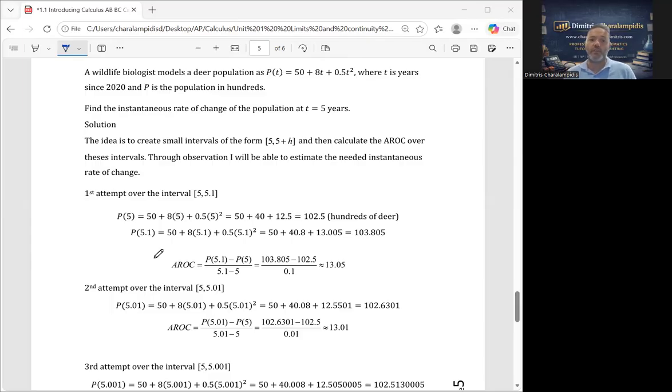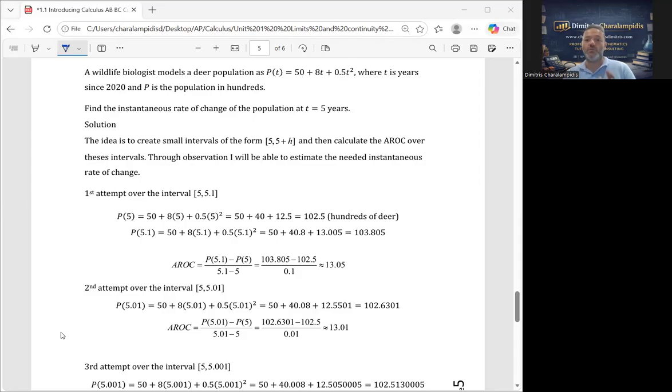From the two previous videos, we know the idea. We cannot calculate an average rate of change by using only one point. So, we are going to create a second point, which should be very close to t = 5. And then we're going to move it closer and closer and closer, and we will see what happens to the rate of change.